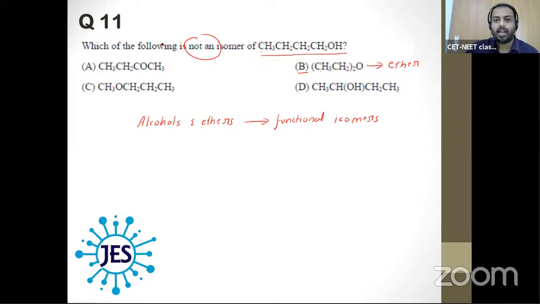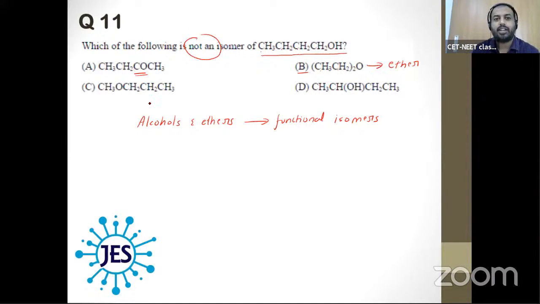That's what is important. Okay. So B is an isomer. Now let's take up A. Look at the functional group in A. It's a ketone. A ketone is never a functional isomer with alcohol. Ketones and alcohols can never be functional isomers until and unless they are unsaturated aldehydes or ketones. Unsaturated aldehydes or ketones can be functional isomers of alcohols, not otherwise.